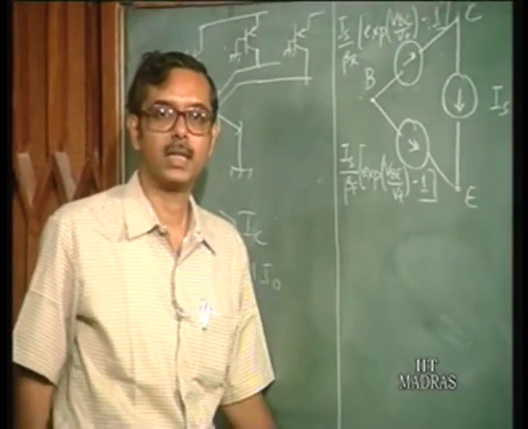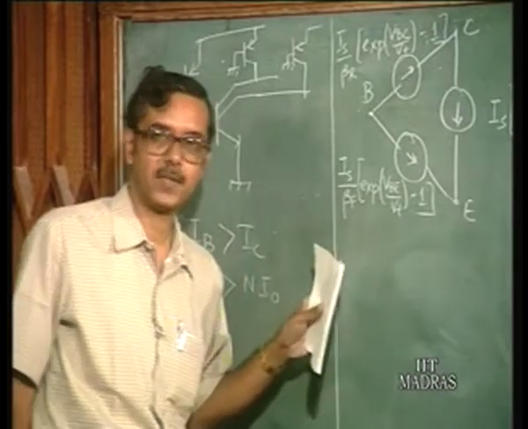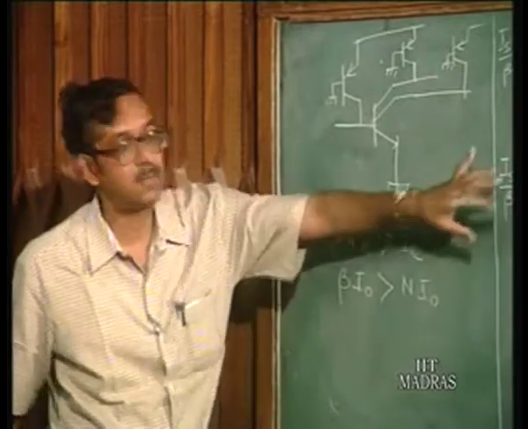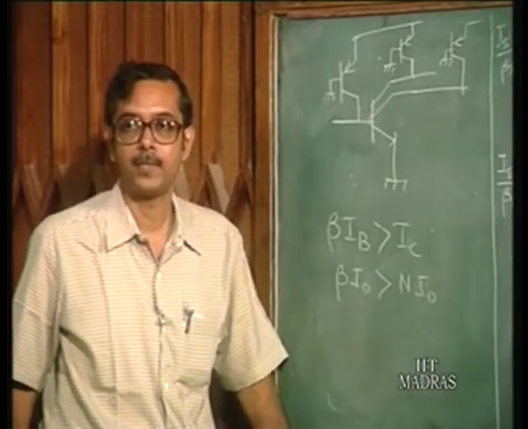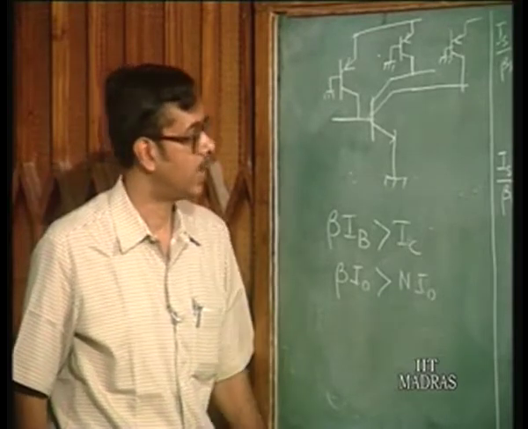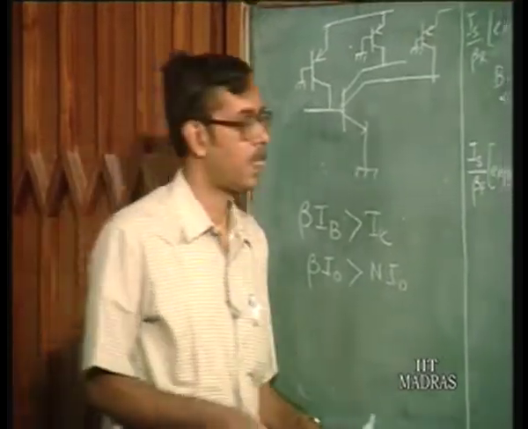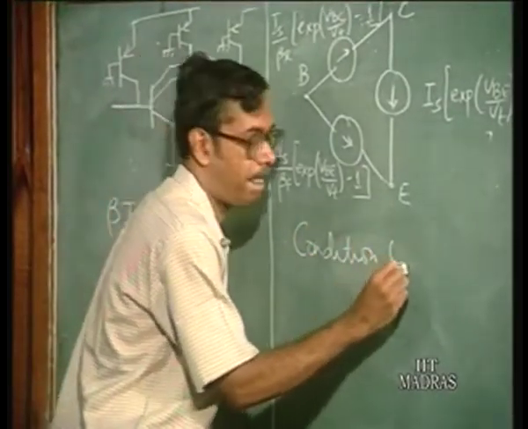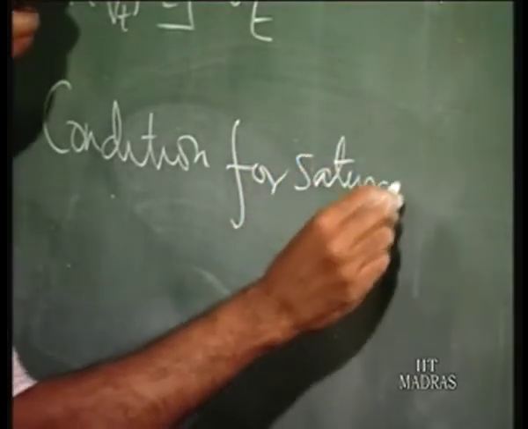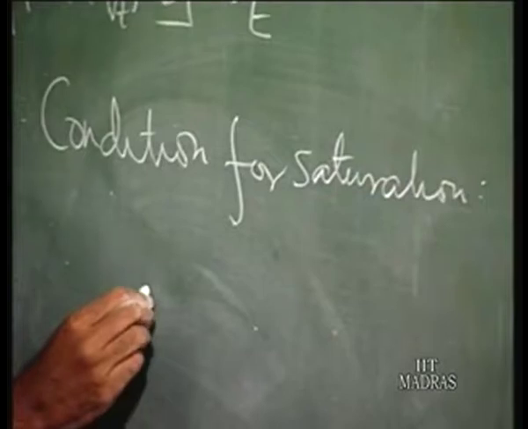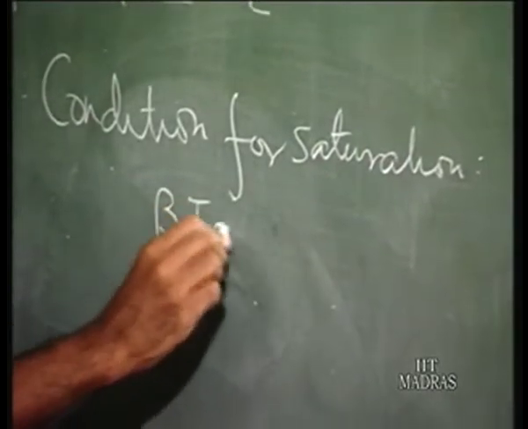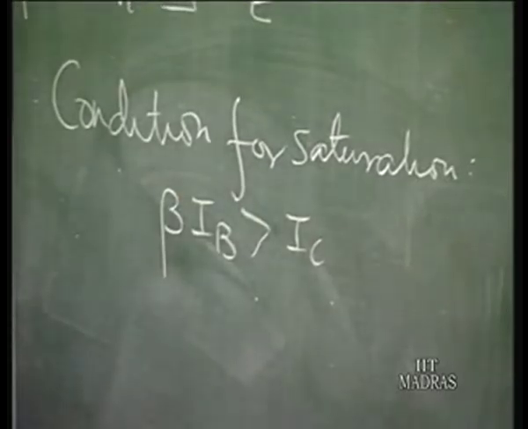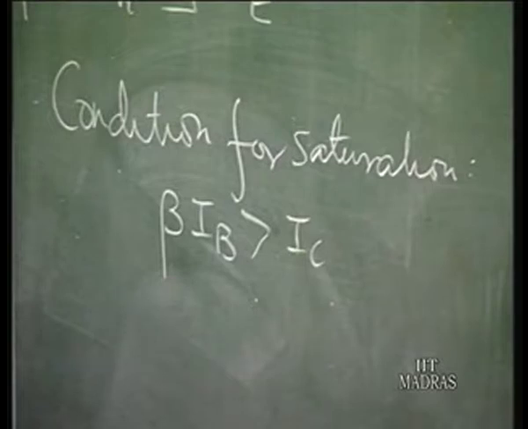Now, going back to the condition for saturation of the NPN transistor in the I squared L cell in terms of these parameters. Again, the condition for saturation is beta IB must be greater than IC. Now, in that I squared L cell, it is a bit confusing because this is a multi-collector transistor.